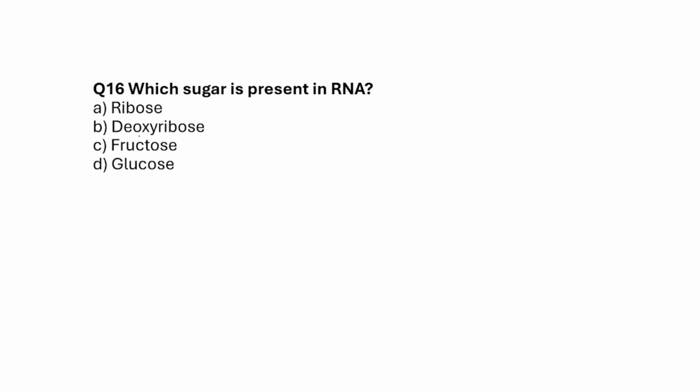Which sugar is present in RNA? Ribose, deoxyribose, fructose, glucose. Ribose is the correct answer. Deoxyribose, no. It is present in DNA. Fructose, no. Glucose, no. Okay.